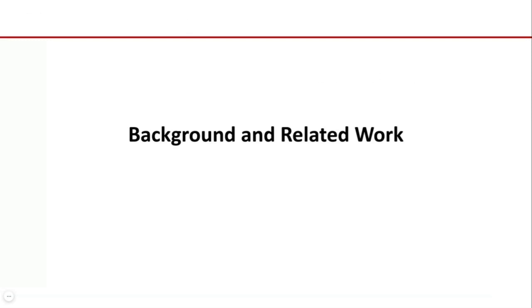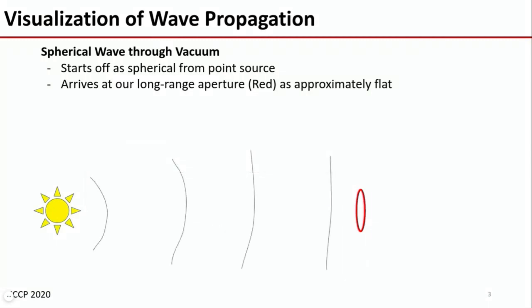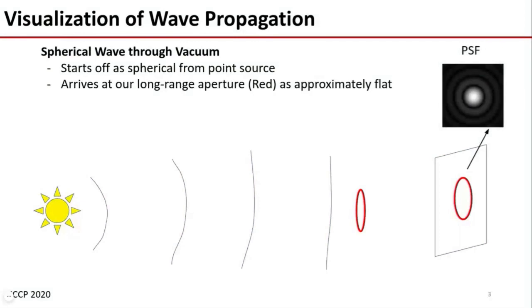So to begin, let's take a look at the background and then related work. We are primarily concerned with what happens as light propagates through the atmosphere. In a vacuum, a pulse of light will originate at the source and spherically propagate outwards until it eventually lands on our aperture in red. Since we are typically talking about long ranges in this work, as is the case with most turbulence works, we can consider the wave to arrive at our aperture roughly flat. In a vacuum, we then have no phase distortions and get a resulting diffraction point spread function.